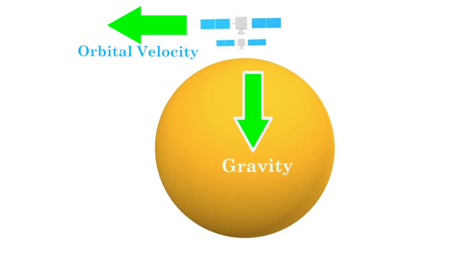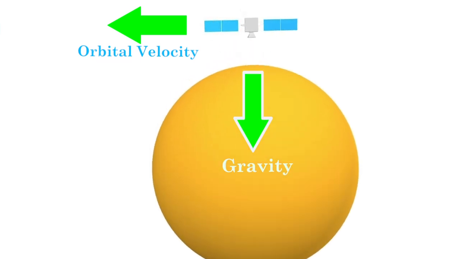When these two effects are in balance, the orbital velocity speeding the object away from the planet and the acceleration due to gravity pulling it towards the planet, then the satellite will maintain its position above the planet. Let's find the equation that represents this balance.